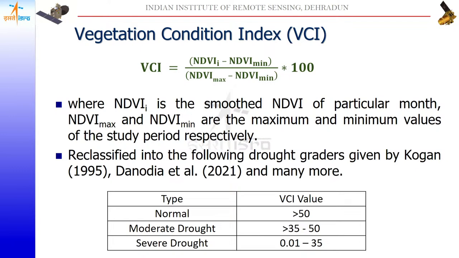With respect to the VCI value, if VCI is higher than 50, it is a normal condition. But as the VCI value decreases, it indicates more severe drought conditions, as defined in the table. A value of 35 to 50 defines moderate drought, while values from 0 to 35 define severe drought conditions.